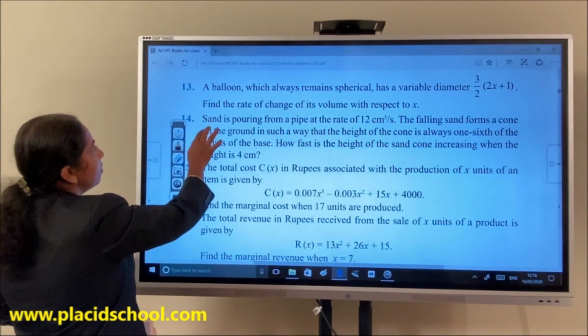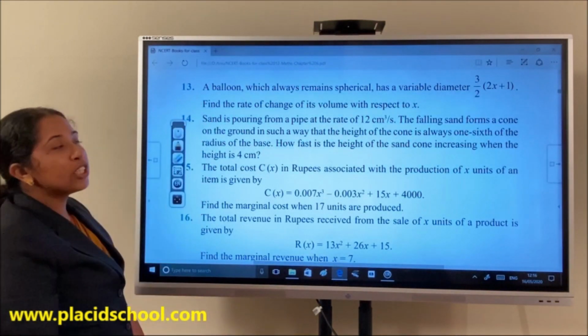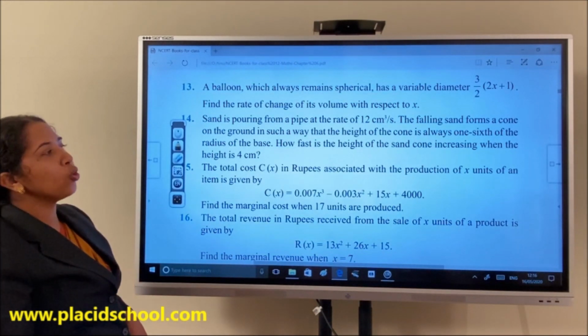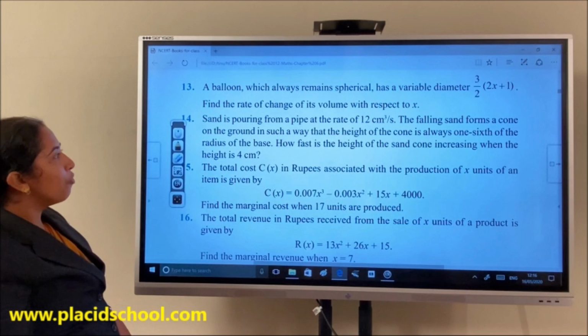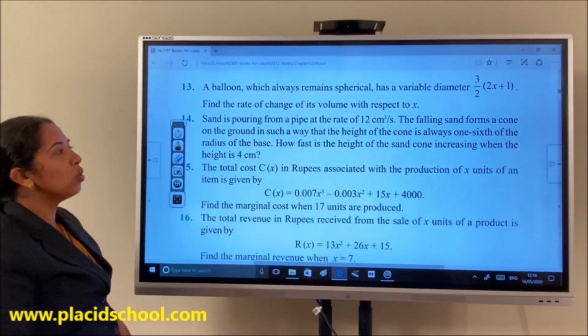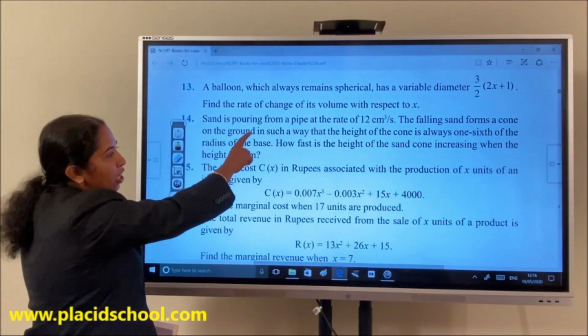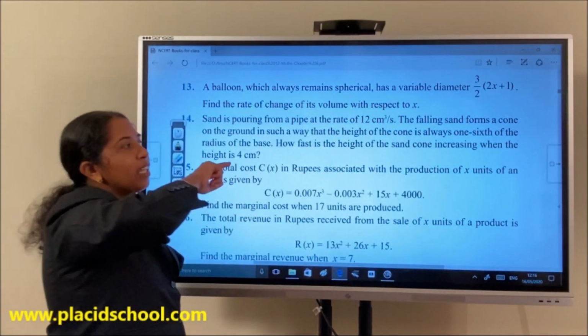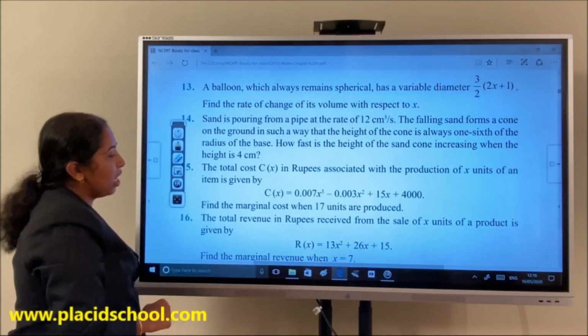Question number 13. A balloon which always remains spherical has a variable diameter 3/2 (2x + 1). Find the rate of change of its volume with respect to x. So we have to find the rate of change of volume with respect to x, where the diameter is given by 3/2 (2x + 1). We'll see how to do the problem.